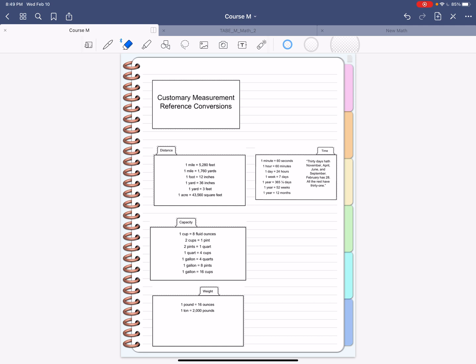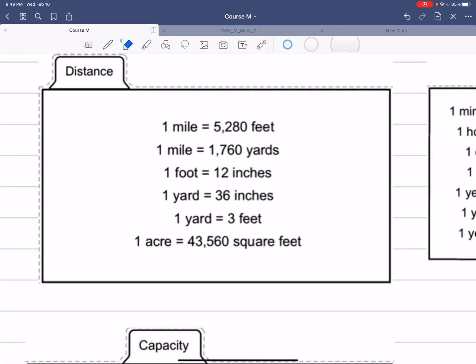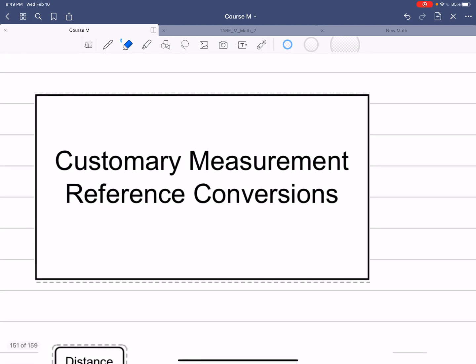Mine is not assembled on the screen, and I'm going to leave it like it is here. But I do want to at least go through them with you and point out just a few things on each one. So the first one is the distance. Actually, the first one is the cover. And we're looking at customary measurement as opposed to metric measurement. These are two separate systems of measurement.